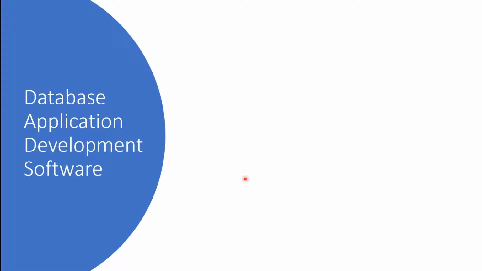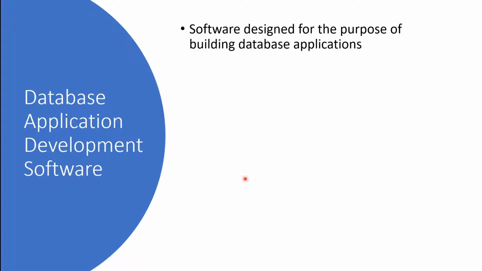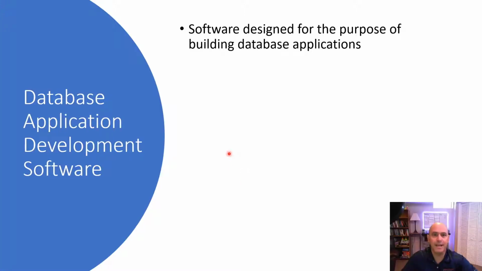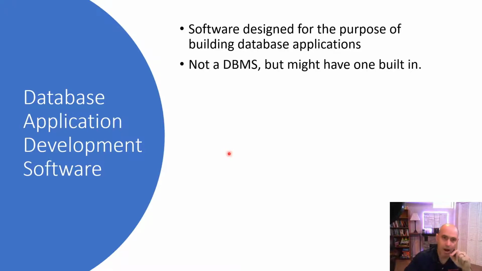So database application development software is software specifically designed for the purpose of creating and building database applications. Some database application software has a DBMS built into it, others do not. Imagine you're using a product that has a DBMS built in. You could build the database first and then build the screens and UI on top of the database. An example of this kind of platform might be Microsoft Access or Claris FileMaker Pro.